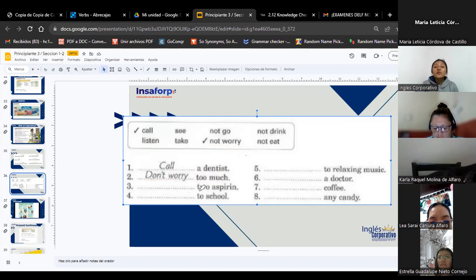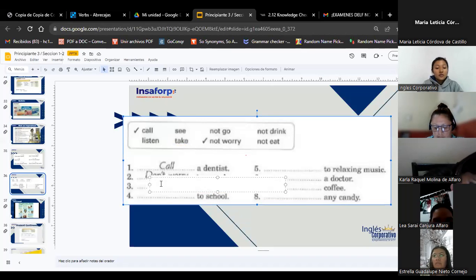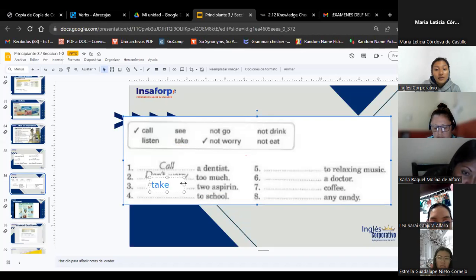Another one, for example, two aspirins. What would the verb be here? Two aspirin. Take. Exactly. Take. Good job. Excellent. So it will be take two aspirin. I will type it right here. It will be in that way. Exactly. Take two aspirin. What about to school?